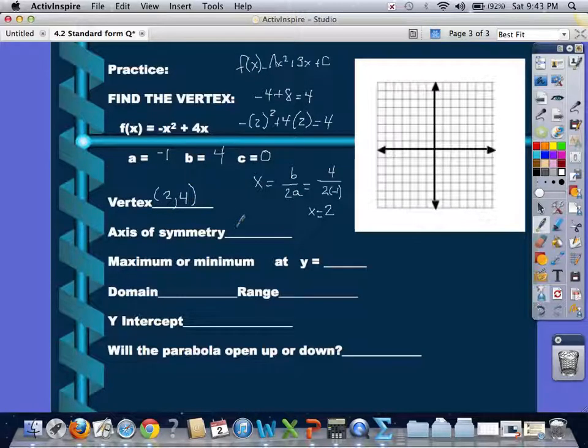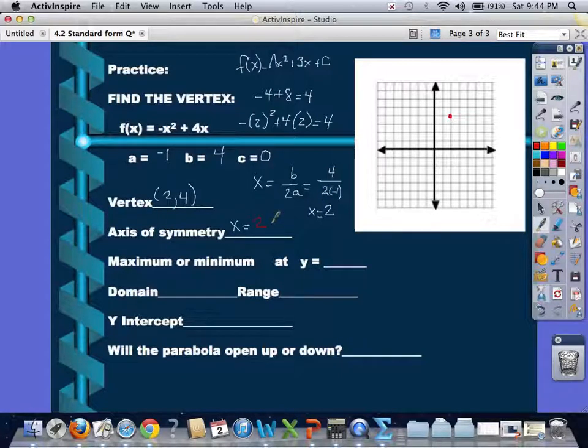Our axis of symmetry is an invisible line. Okay, let's go ahead and plot our vertex here. 2, 4, right up here. 1, 2, 3, 4. That is the vertex of our parabola. And the axis of symmetry is going to be x equals 2. We have already figured that out, so x is 2.